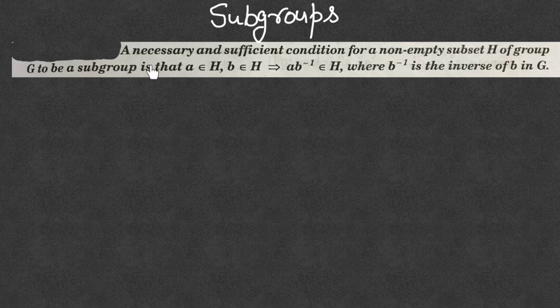So this result will prove an important tool to prove any subset H of a group G to be its subgroup. The result is given by a necessary and sufficient condition for a non-empty subset H of a group G to be a subgroup: that for any A belonging to H, B belonging to H implies that AB inverse belongs to H, where B inverse is the inverse of B in G.